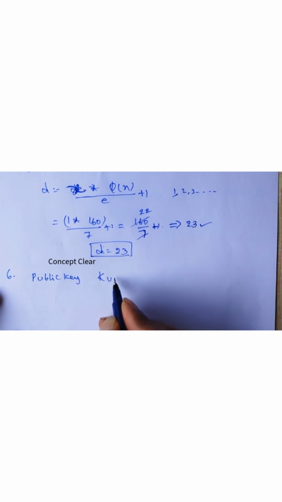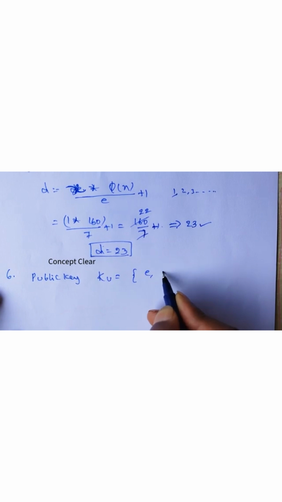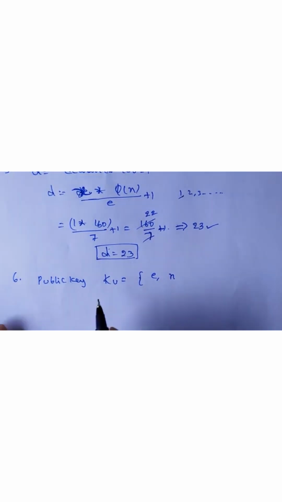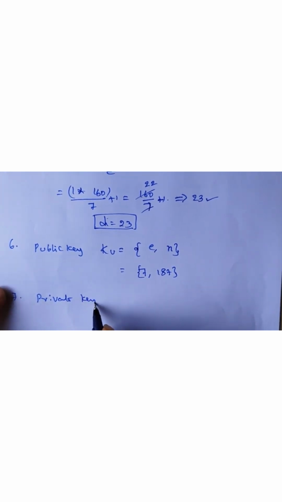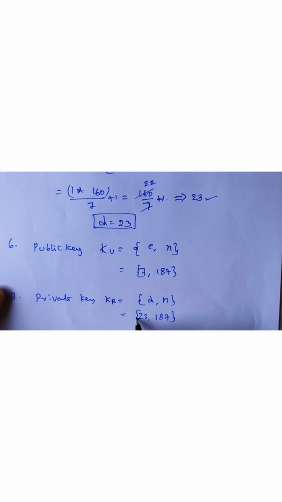Public key KU equals to E comma n. What is the E comma n value? E is 7, n value is 187. Next, what is the private key we have to consider? Private key KR equals to D comma n. What is the D value here? D value is 23 comma n value is 187. According to this public key and private key, we have to perform the RSA algorithm.